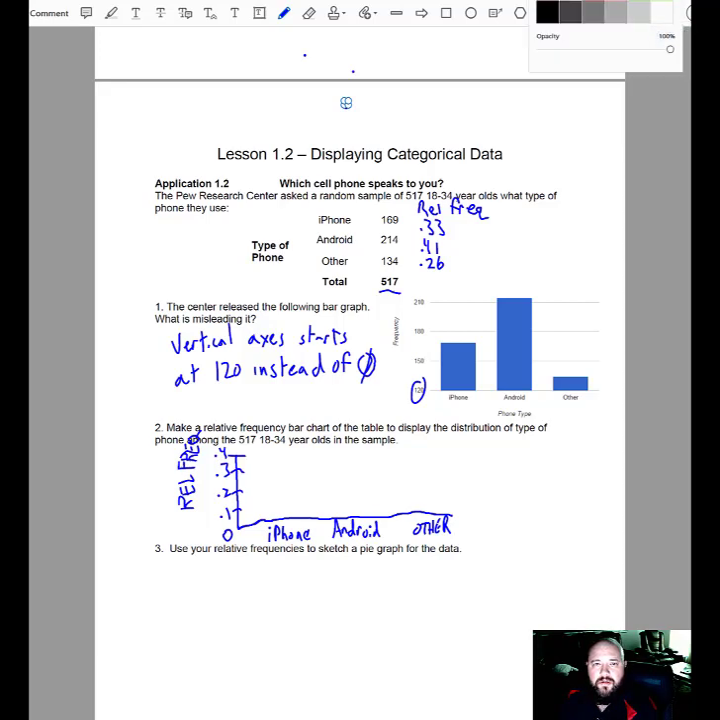let's change the color here, just make it a little bit more presentable. Well, I thought it would let me change it easier, but I guess not. Alright. So with our iPhone, we had 0.33. So we'll just draw this up to around right in here. For Android, we had 0.41. Draw that up right on 0.4. Trying to make it as best I can. And then we got other was 0.26. So then we'll do this guy right around in here.